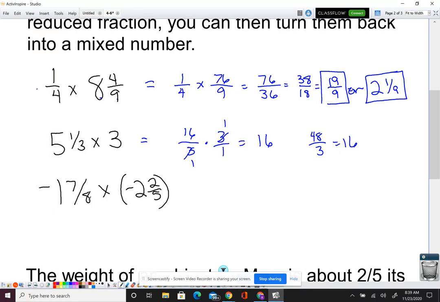And then converting these, even though they're negatives, the negative sign stays out in front. We still convert them the same way. 8 times 1 is 8. 8 plus 7 is 15, so it's a negative 15 eighths times a negative 5 times 2 is 10. 10 plus 2 is 12. Negative 12 fifths. So now we have two negatives being multiplied together. Two negatives multiplied together give our final answer as positive.